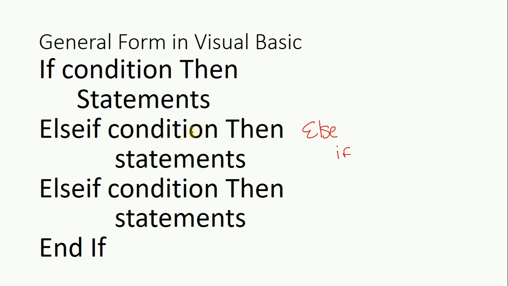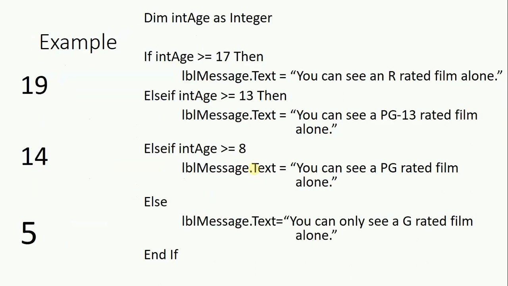So this is you checking. Then I have another else if condition. You can have as many else ifs as you want, which is kind of nice. You don't have to keep worrying about it. And you can always end with an else, not an else if, right here. So let's take a look at a couple examples here.